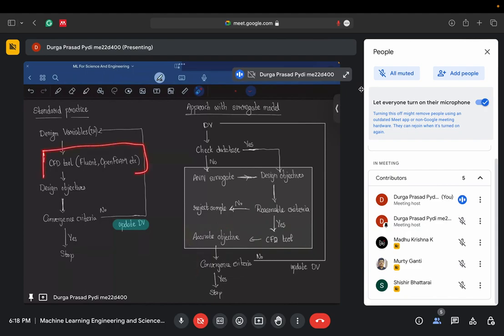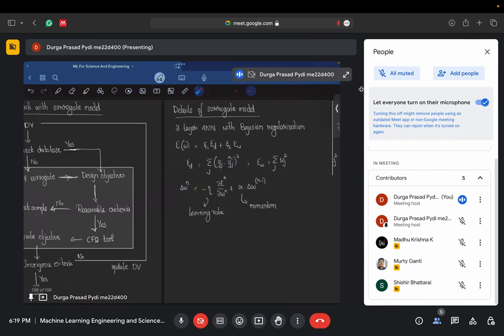Using this approach, the main thing is the bottleneck previously was the CFD tool. Say if this is taking an hour or 2 hours for one simulation, the surrogate model will give you a result in minutes or even seconds. So that way you will be able to reduce the total time for your optimization problem. This is one approach where you can use your surrogate models.